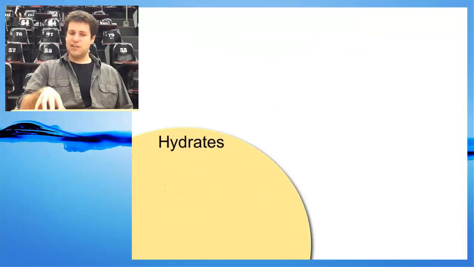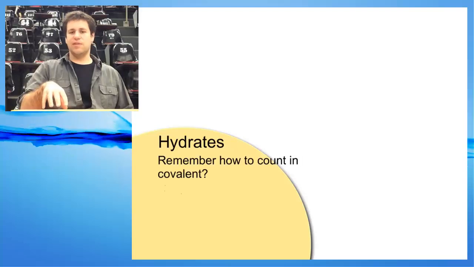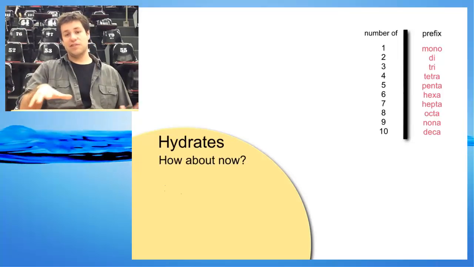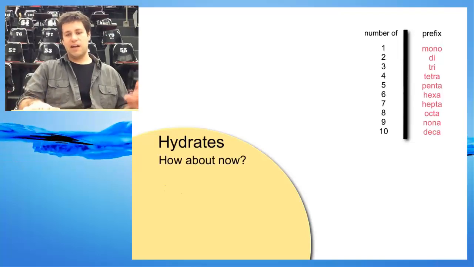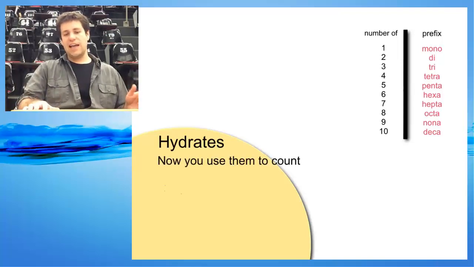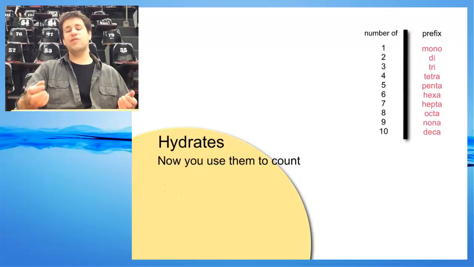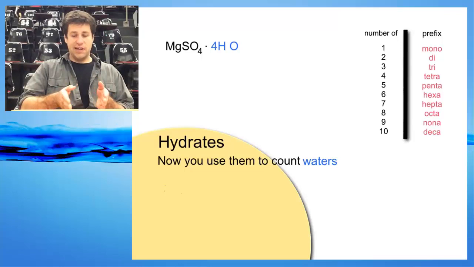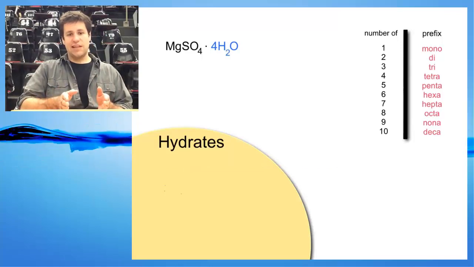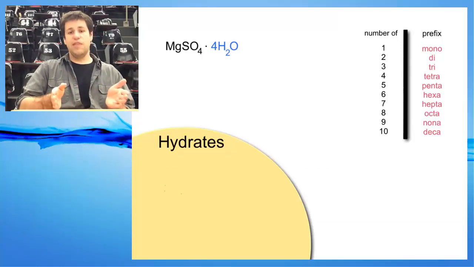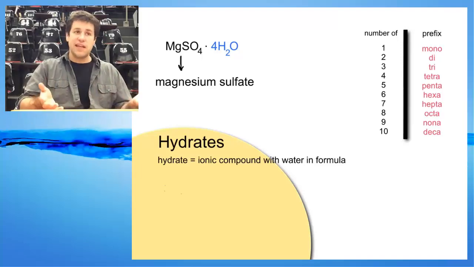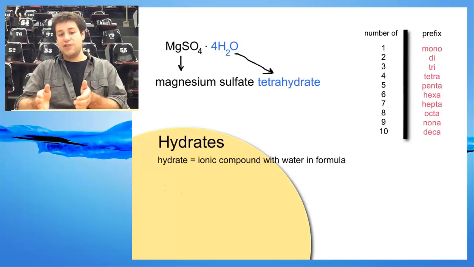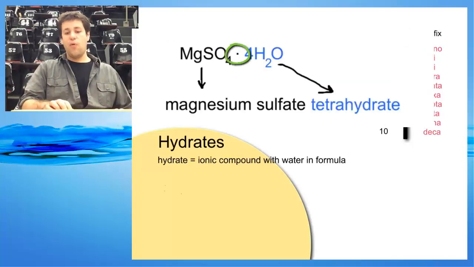Now for hydrates, which also involve hydrogen but are very simple, this takes you back to counting in covalent, so that's something nice, something you can use twice. So one is mono, two is di, and so on. Hydrate just means water. We're going to use these prefixes to count water. So the MgSO4 part, that's review of ionic nomenclature. Right there you have magnesium sulfate. But the waters, well, 4 means tetra, and H2O we call it hydrate, so magnesium sulfate tetrahydrate, or 4 waters.